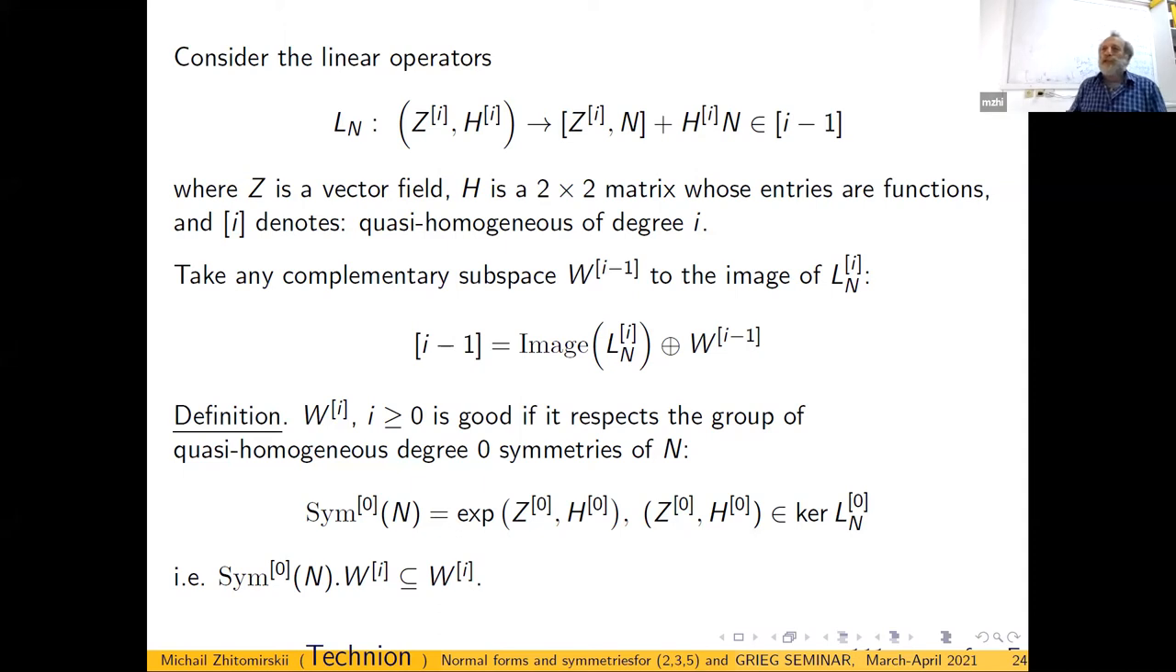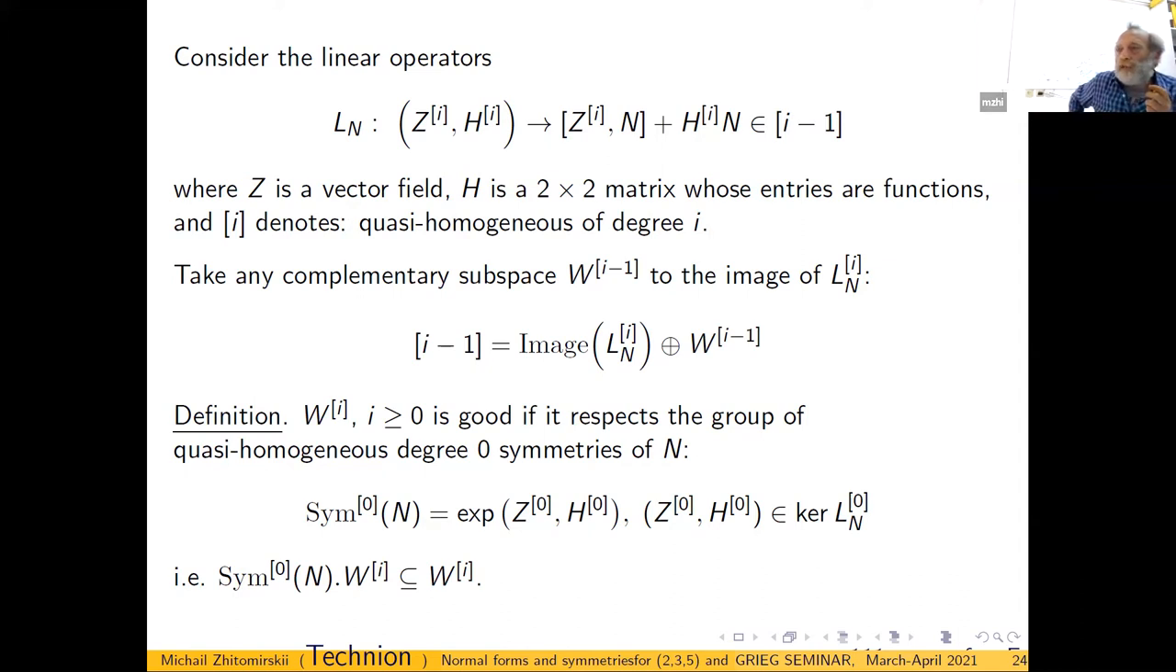If you forget about I, the kernel is the algebra of infinitesimal symmetries of L, of the symbol of infinite approximation. And the image of this LN, if you forget about I, can be treated as the tangent space to the orbit of N. So N has an orbit, equivalent to infinitely many distributions. So the image of LN can be treated as a tangent space to this orbit.